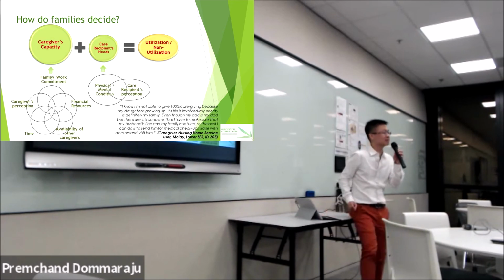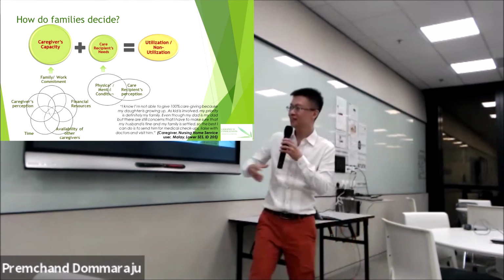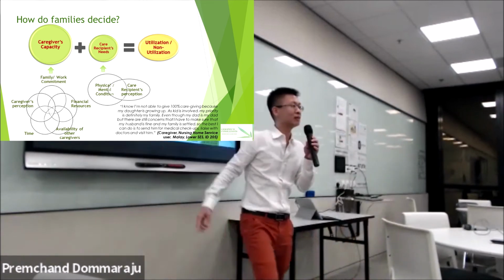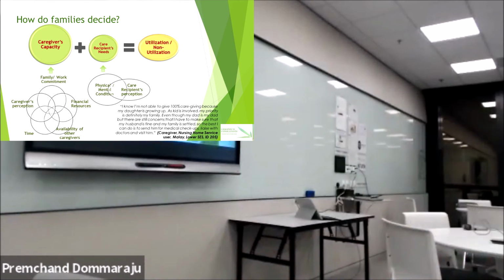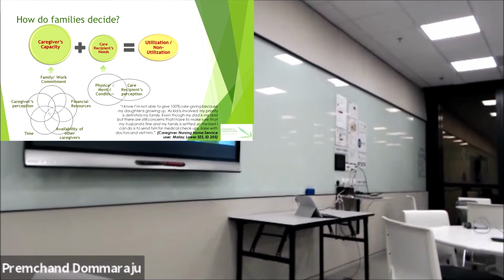But I'd like to take us to this slide here. How do families decide? These are the key themes that stood out: family commitment, family financial resources, availability of other caregivers, availability of time, and the caregiver's perception of long-term care. How one weighs those physical and mental needs, and even care recipient perception, when deciding whether or not to use the various long-term care services. This was done, I think, with 74 caregiver and care recipient dyads, in-depth interviews, not surveys.